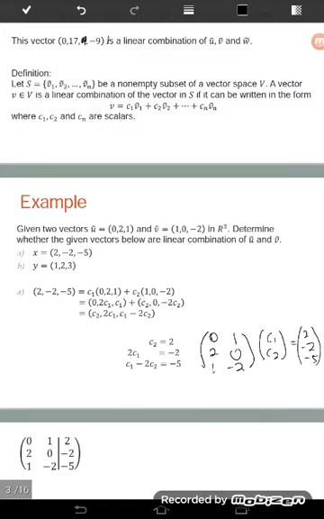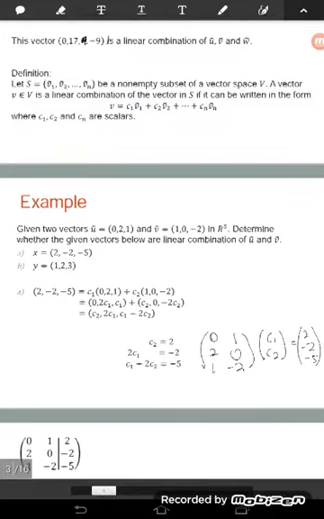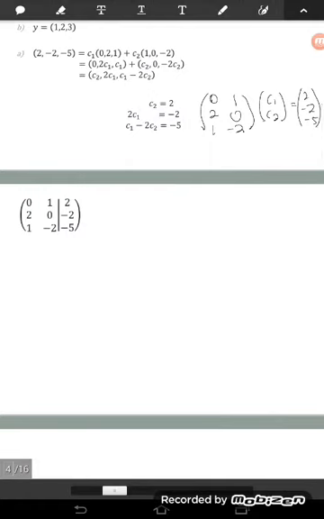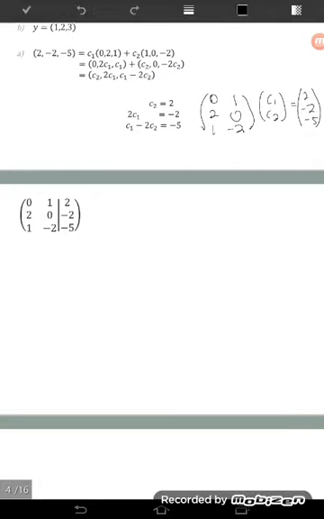Okay. Lepas tu ambil dia punya augmented matrix. So the augmented matrix is this one lah. Kita ambil yang depan ni dengan yang belakang. Okay, so we have this one. And then using the Gauss-Jordan elimination method, solve this augmented matrix untuk cari nilai C1 dengan C2.